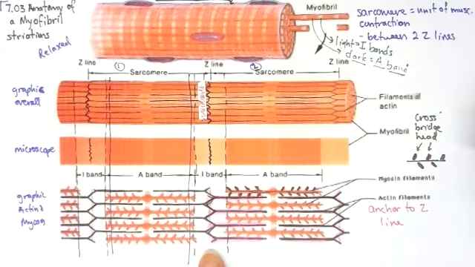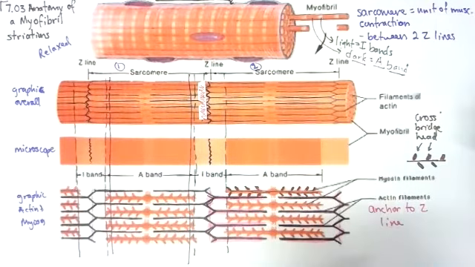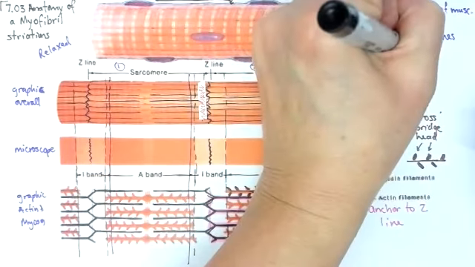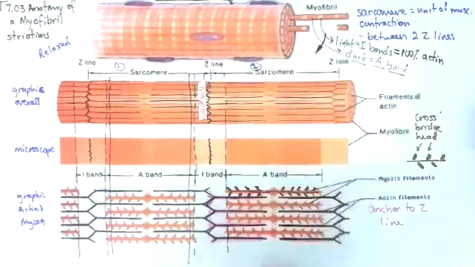Well, look at the I band. So on a relaxed sarcomere, you notice that I band? What filaments do I have in the I band? Just actin. That's why it appears lighter, because if you're shining a light from underneath, there's not as many fibers there to obscure the light coming through. So the I bands are all actin. Let's put that up here too. So that's why they appear lighter. The I bands are 100% actin.